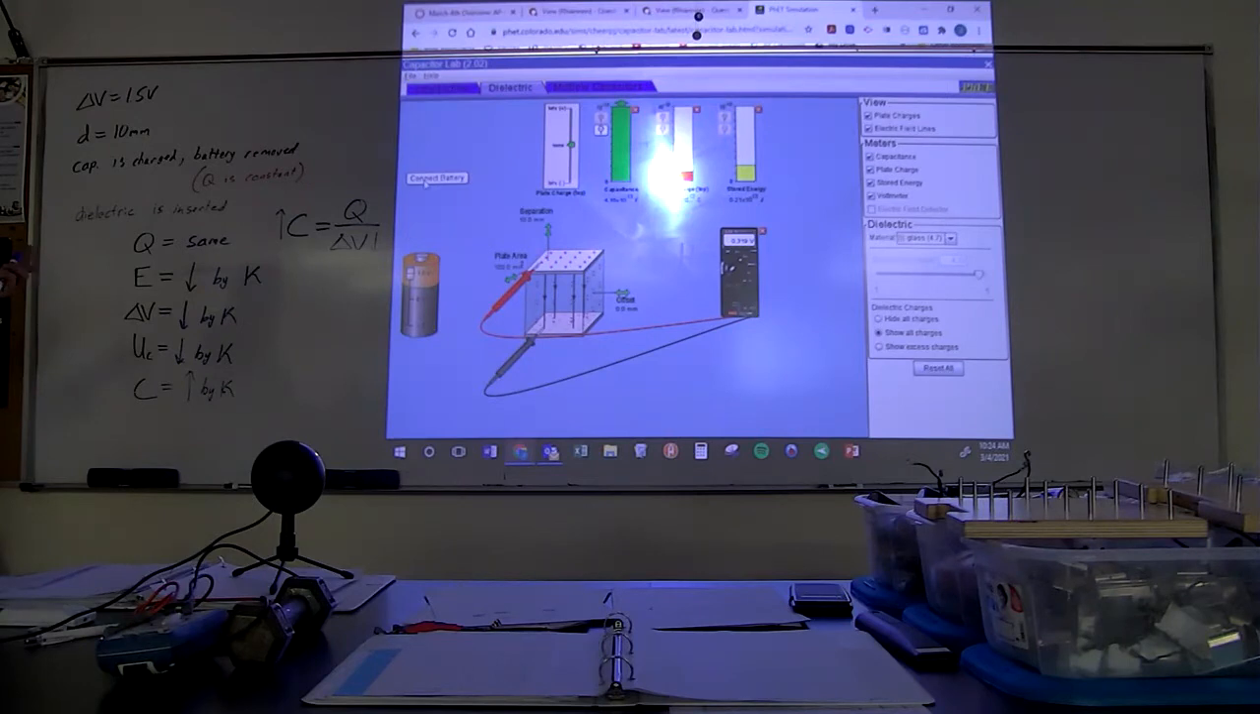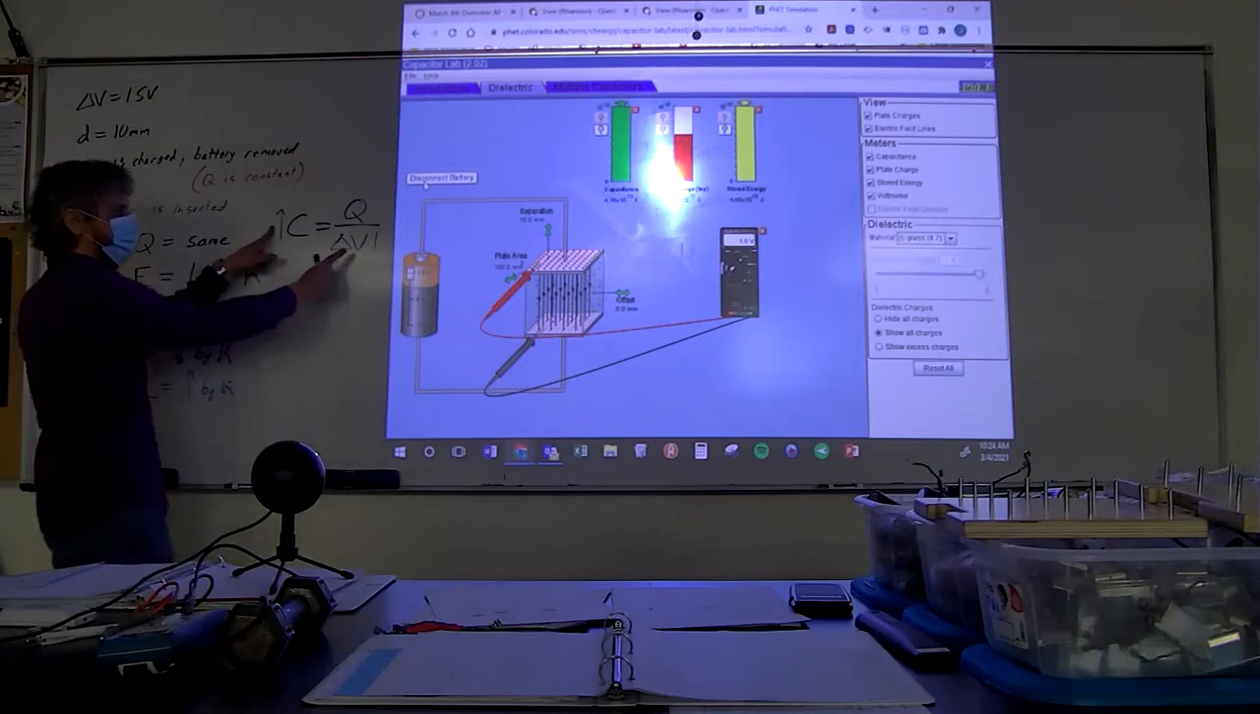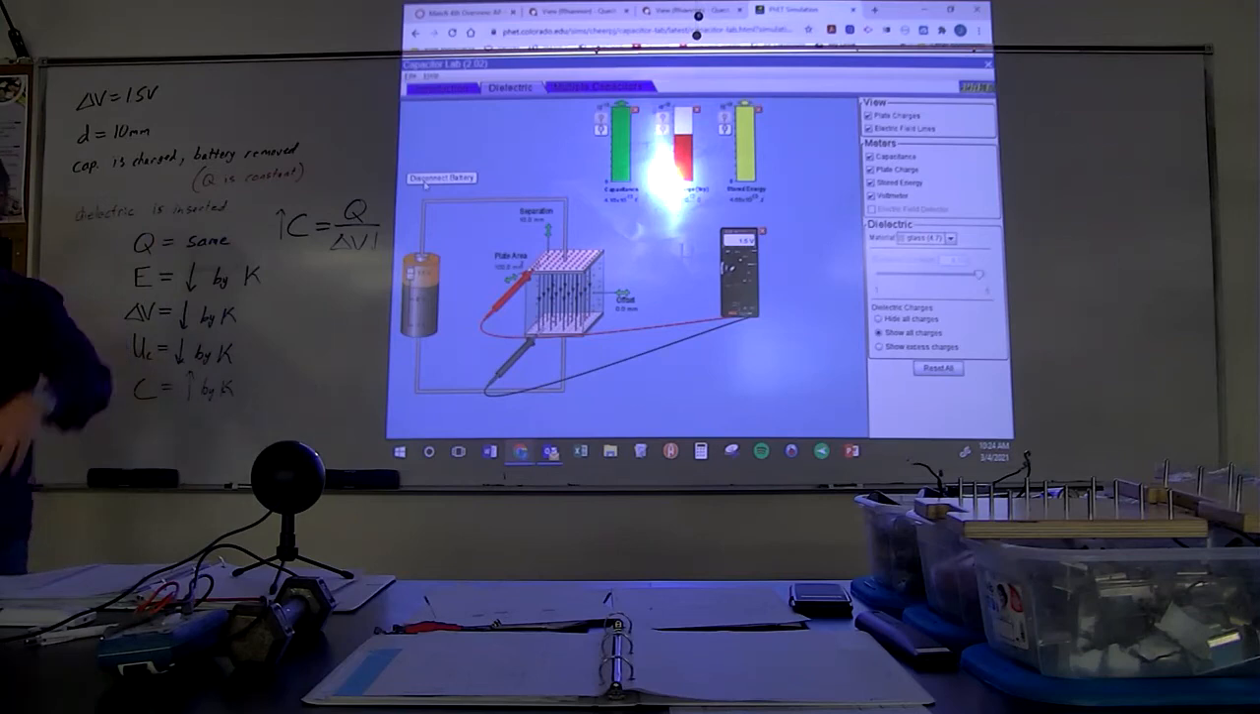And just to show that, I'm going to connect the battery. I'm going to end up with more charge. Right? I end up with more charge. I connect the battery. Oh, now I have a larger capacitance because I have a smaller potential difference, so I can load more charge on there. Make sense? Cool.